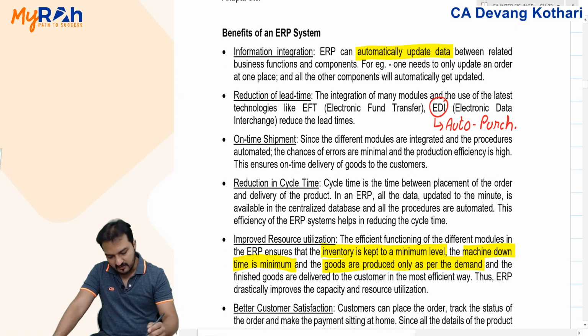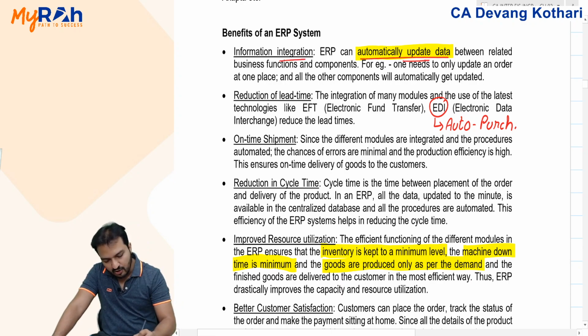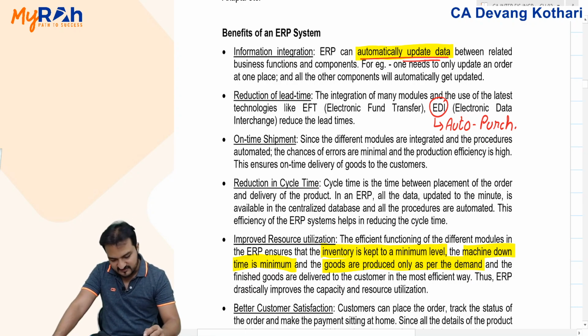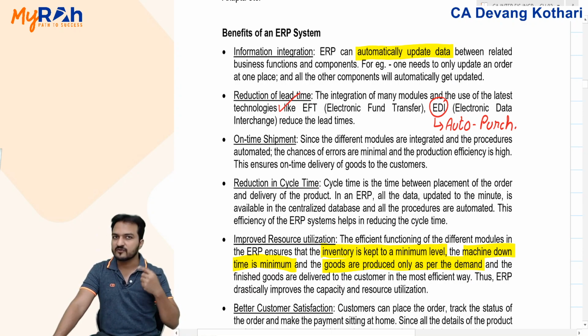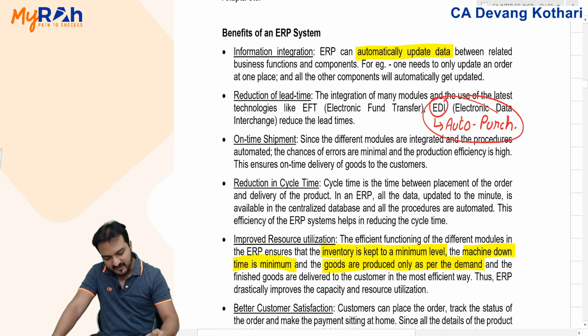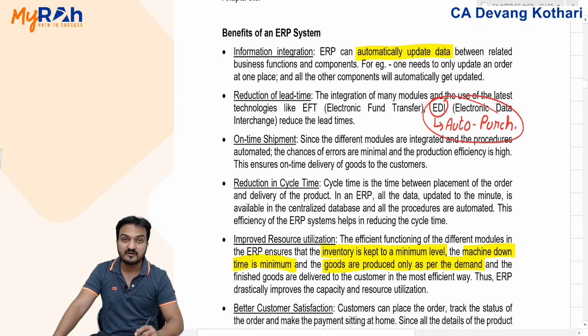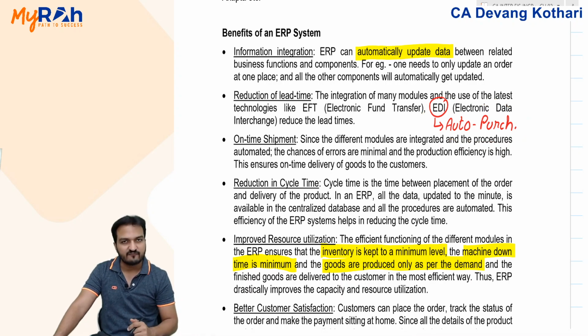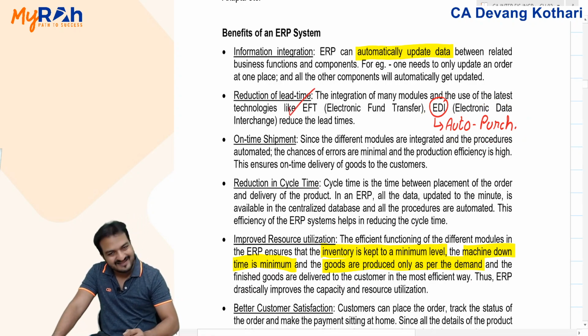Benefits of ERP, like information integration. ERP can automatically update data between various related functions of the business. We discussed about that. Reduction in lead time. If my ERP is connected with your ERP, remember that automatic purchase system, EDI, then definitely there will be faster delivery of the materials, delivery of the products. So it will be reduction in the lead time.